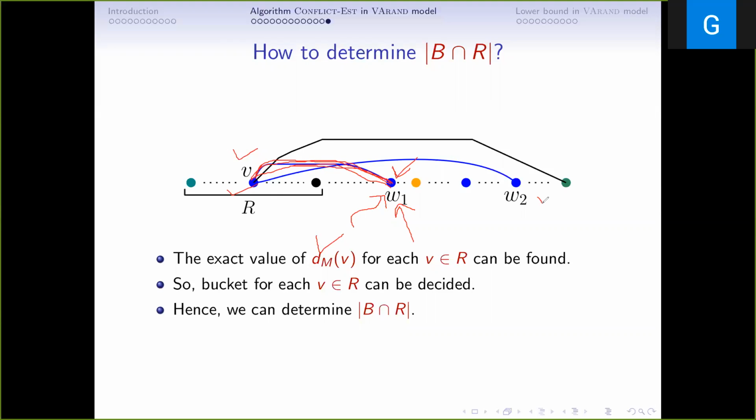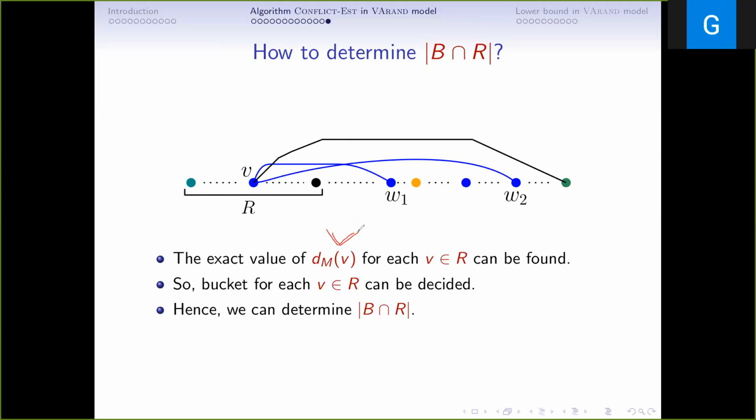Similarly, when W2 will be exposed, we will get to know about the monochromatic edge VW2. In this way, by the end of the stream, we get to know the exact monochromatic degree of the vertex V. So, for any vertex in R, we can determine its exact monochromatic degree.